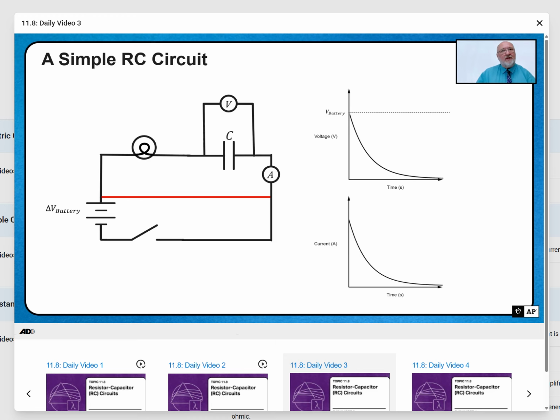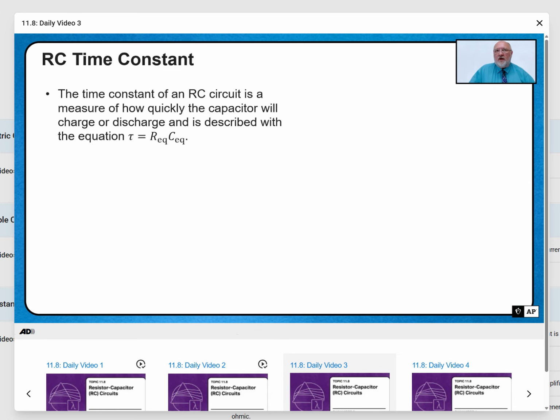What we really like to do now is examine what I mean by some period of time. The RC time constant. The time constant of an RC circuit is a measure of how quickly the capacitor will charge or discharge, and is described by the equation. That first letter is the Greek letter tau. It looks like you were trying to draw a pi and just cut it in half. Tau, the time constant, is equal to the equivalent resistance times the equivalent capacitance. Well, that seems straightforward enough.